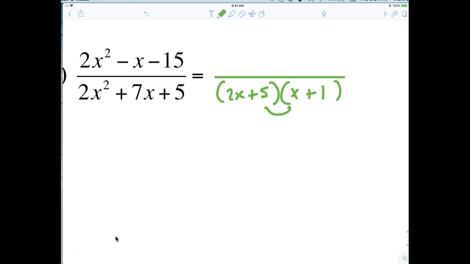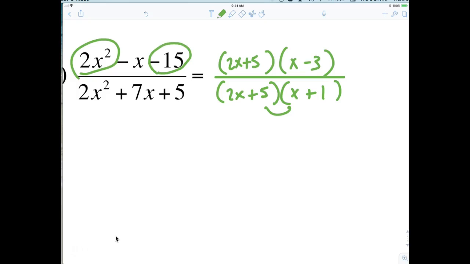Now, the one on the top is either going to have a what? A 2x plus 5 or a... Now, do you think it's x plus 1? No, because that would force the other one to have a 15. Right? So I want to just try what? I want to just try 2x plus 5. Now I need 2x squared, so this over here would be an x. I need a negative 15, so this would have to be a negative 3.